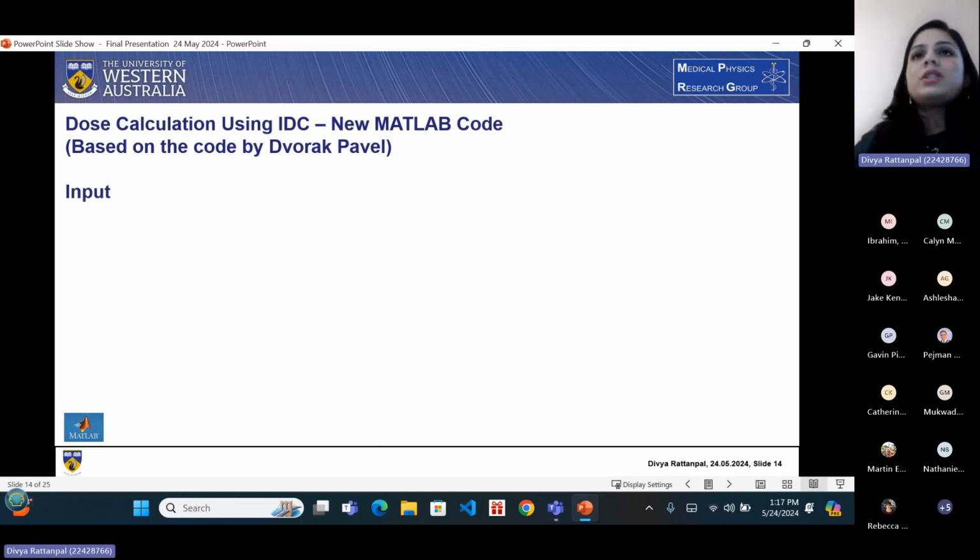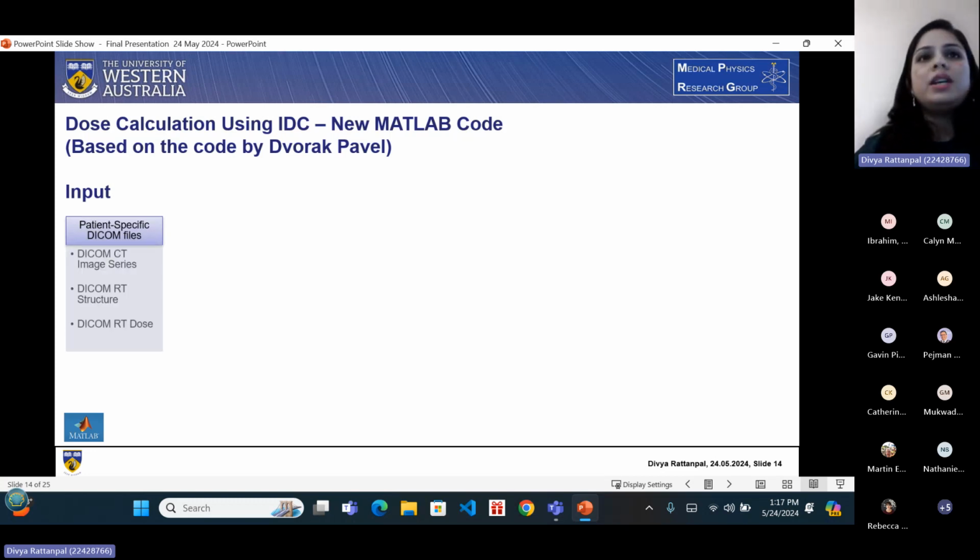For this code, the input files required are the patient-specific DICOM files. These include the DICOM CT image series, one DICOM RT structure file, and one DICOM RT dose file. These are saved for further processing.